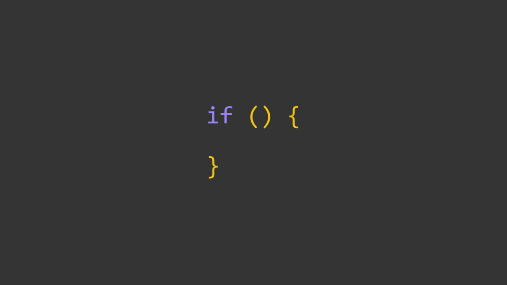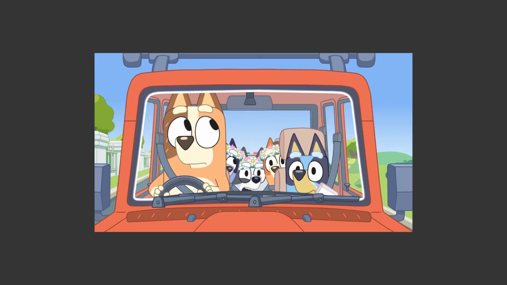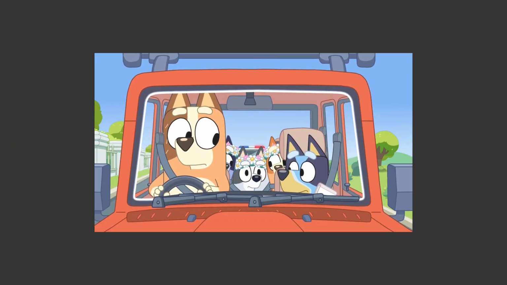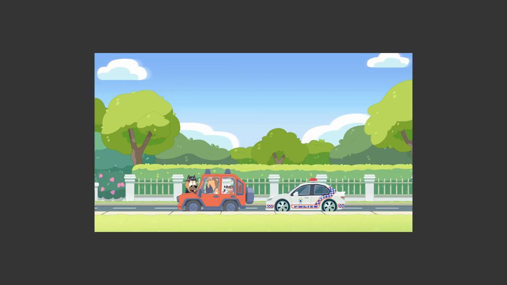Our next function is if. It's a function that will execute the code within the braces if a given argument inside the parentheses is true. Let's apply context to it to make it a little more interesting. I'm gonna bring one of Bluey's episode, The Sign, more specifically a small scene when the police stops the Hiller family to tell that the child on the front seat is not allowed.